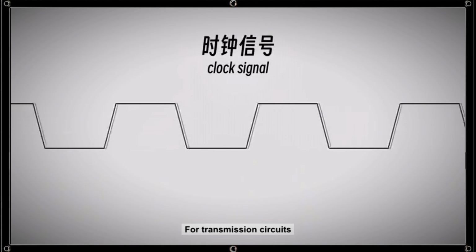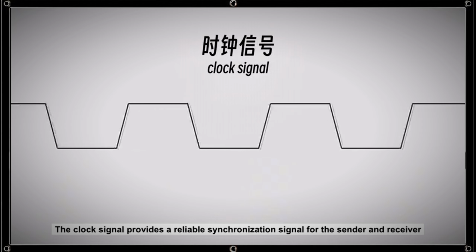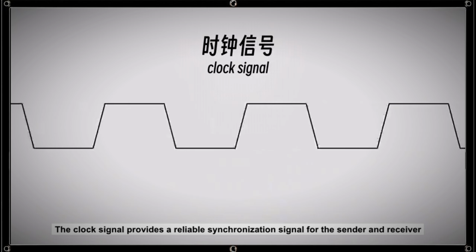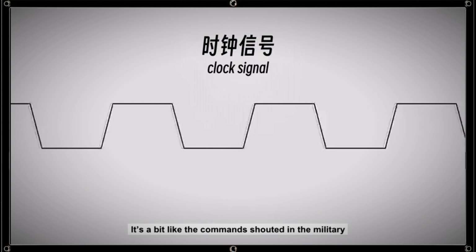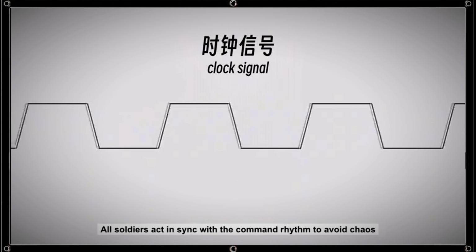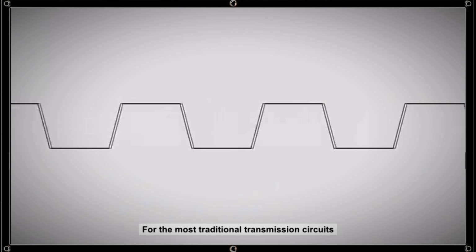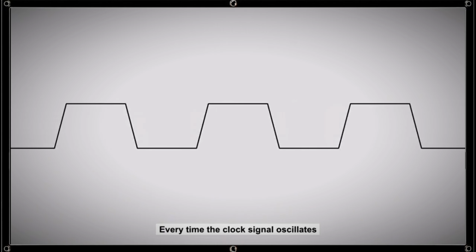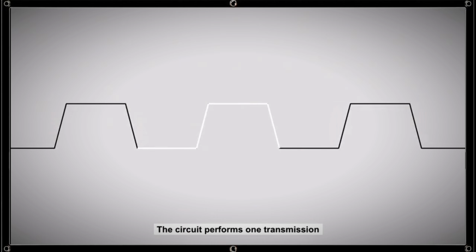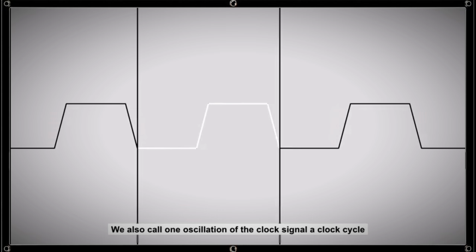For transmission circuits, the clock signal provides a reliable synchronization signal for the sender and receiver. It's a bit like the commands shouted in the military. All soldiers act in sync with the command rhythm to avoid chaos. For the most traditional transmission circuits, every time the clock signal oscillates, that is, the signal rises and then falls, the circuit performs one transmission. We also call one oscillation of the clock signal a clock cycle.